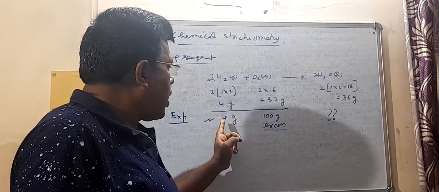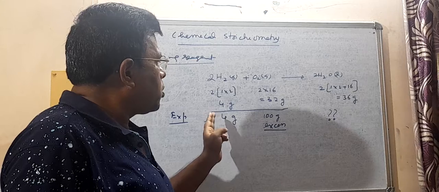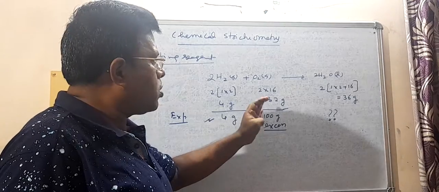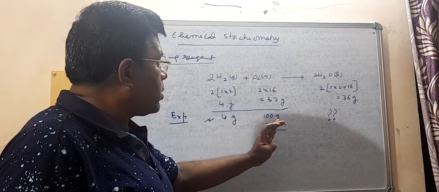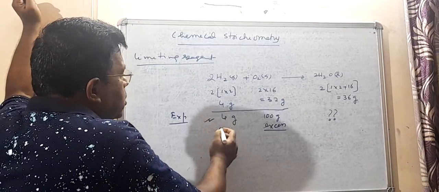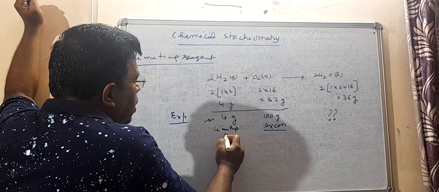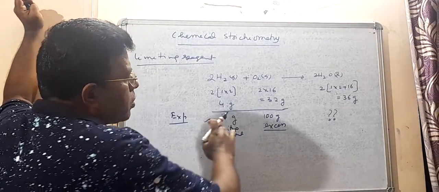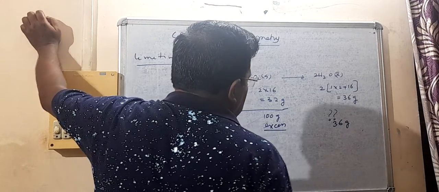When we have 4 gram of hydrogen with 100 gram of oxygen, 4 gram of hydrogen will totally react, but oxygen will be left behind. Oxygen will not totally react. So since oxygen is in excess and it is hydrogen which is reacting completely, this hydrogen will be the limiting reagent in this case. Hydrogen is the limiting reagent, and as already said, the amount of product formed will be 36 grams only.